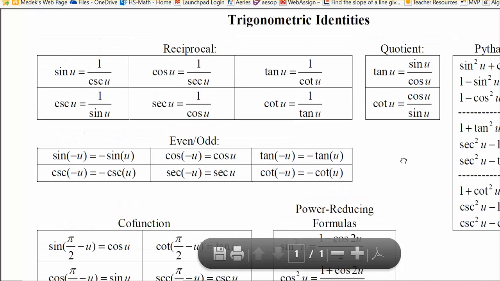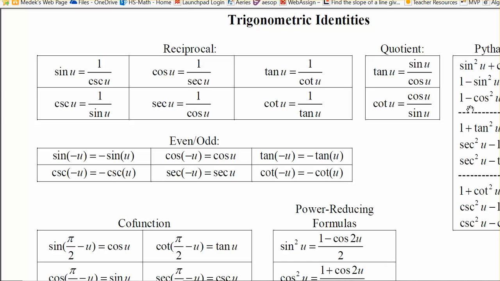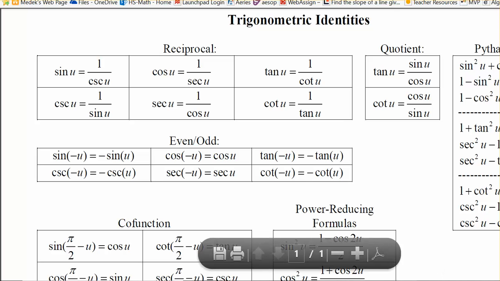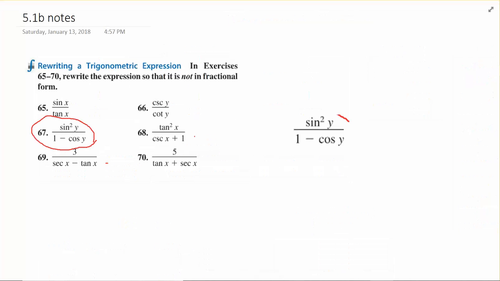If I notice one of the identities over here on the Pythagorean is 1 minus cosine squared u equals sine squared u. That's the key one. If I could just get that 1 minus cosine to look like 1 minus cosine squared, then we'd be good. And I can if I multiply both the denominator and the numerator by the conjugate of the denominator. So that's what I'm going to do. I'm going to multiply both the top and the bottom times 1 plus cosine y.